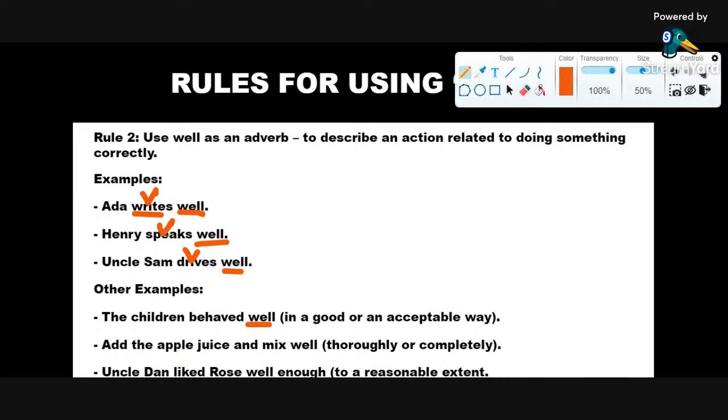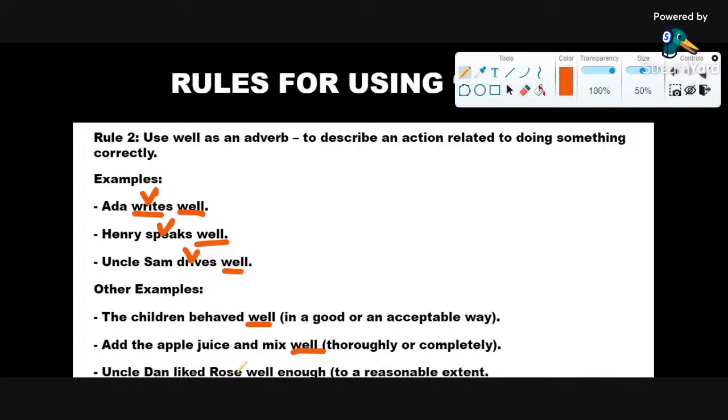Then another example, add the apple juice and mix well. The word well here describes the action verb mix. And the meaning here is thoroughly or completely, the meaning of well. So you can say add the apple juice and mix thoroughly or mix completely. So the meaning of well here is the meaning of the adverb thoroughly or the adverb completely.